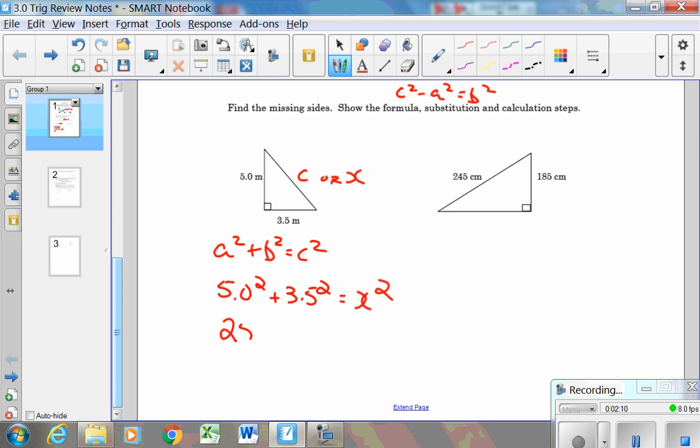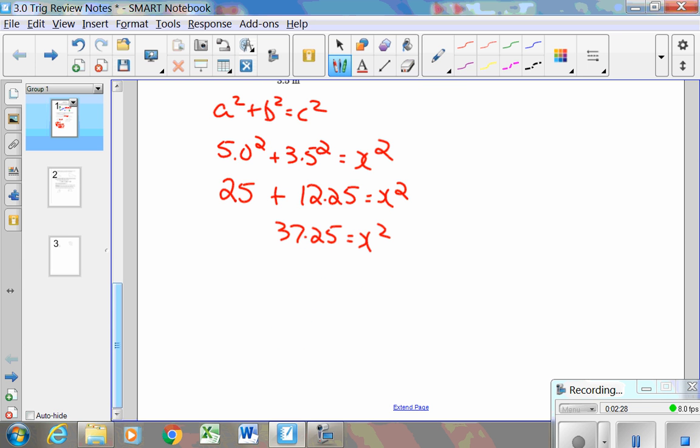Grabbing our calculators, 5 times 5 is 25. 3.5 times 3.5 is 12.25 equals X squared. Add those two values together. 37.25 is X squared. And the opposite of squaring is the square root. Quite often we ask you to find the length of the side to nearest tenths. In this case, let's go nearest tenth. We have one decimal place in our question, or for you guys in science, we have two significant digits. So we can say the length is 6.1 meters.